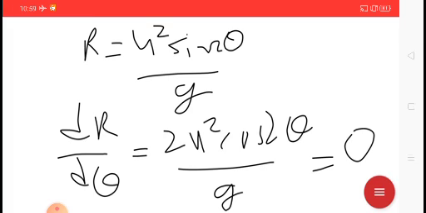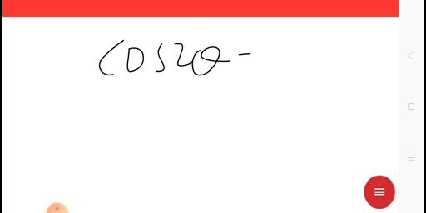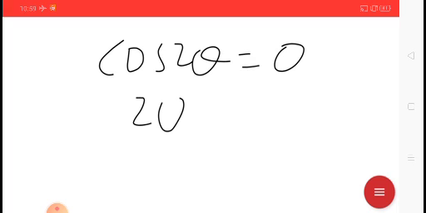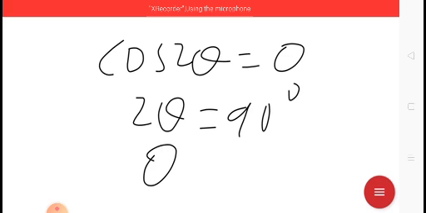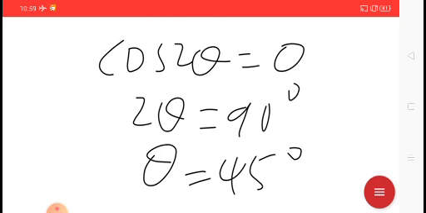And this one 0, you know that u is already constant because you have the fixed things, g constant, and only the theta you can change. So in order to achieve the different range, so now you can solve. So cos 2 theta will be equal to 0, and 2 theta will be equal to 90. So theta will be equal to 45 degrees. So if we want to achieve maximum range, your projectile theta should be 45 degrees from the horizontal.